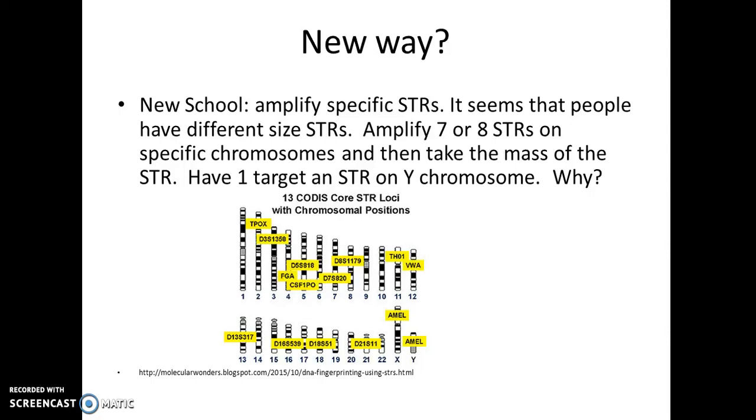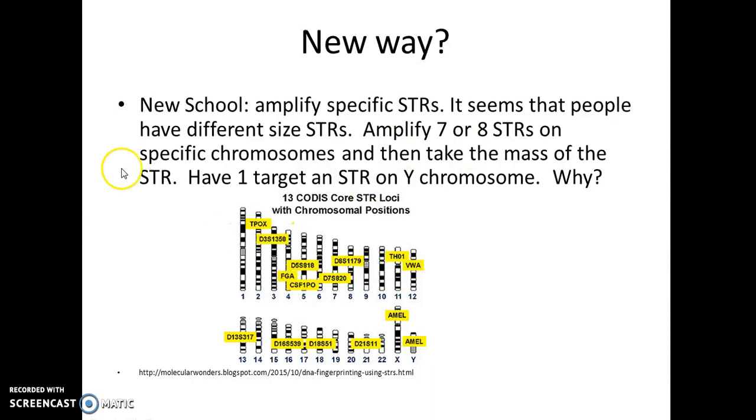The new way, what we're looking at are the STRs. Remember those short tandem repeats? They're found on different chromosomes, like chromosome 1, 2. There are 3 of them on chromosome 4, all the way down. We have one on X and Y, in case you want to know the gender of the person that's involved in the crime.